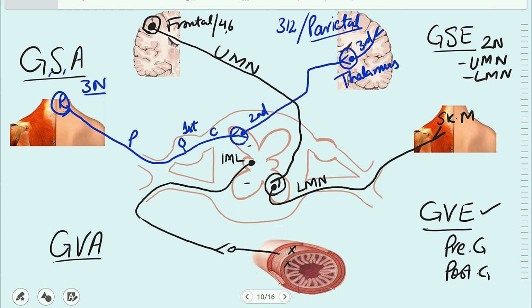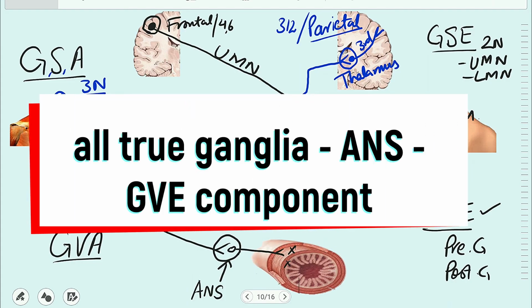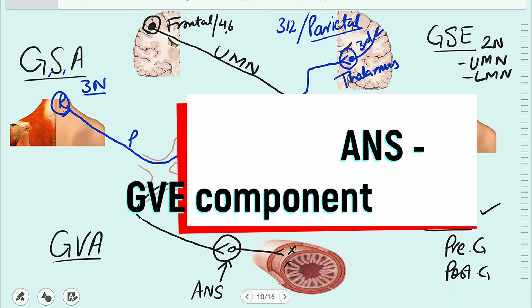second neuron, and then the second neuron will reach the destination, that is the involuntary effector. And here you can note down, we have a synapse and a cell body that is outside the central nervous system. This is the true ganglia of the autonomic nervous system. Keep in mind, all the true ganglia belong to the general visceral efferent component of the autonomic nervous system.